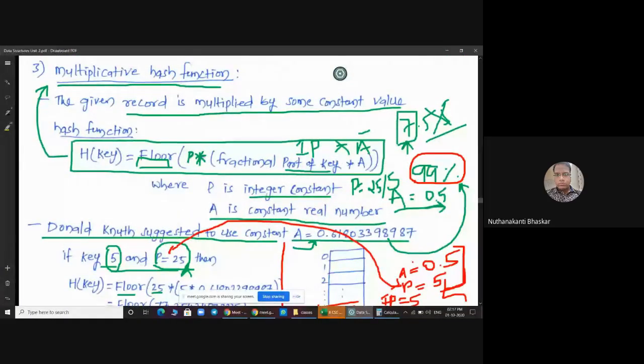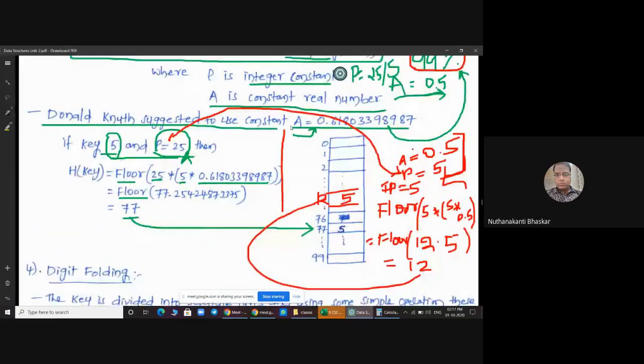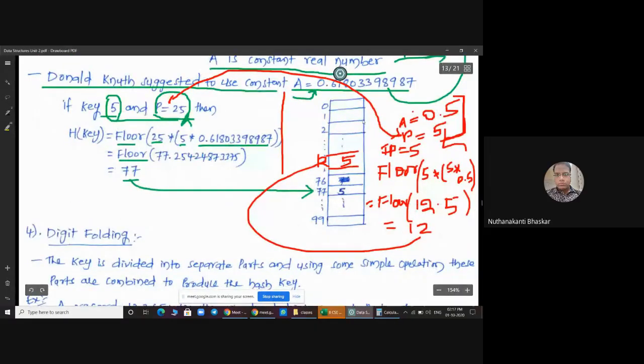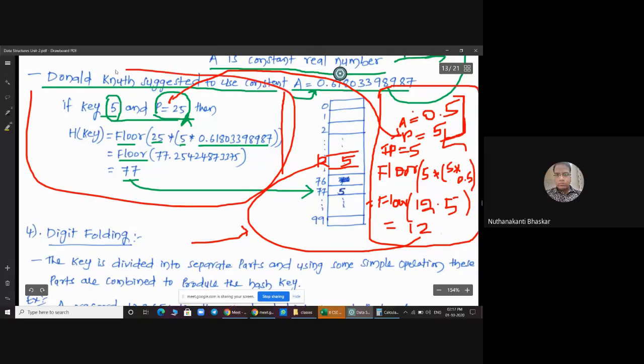Whatever I am telling, you must understand. Multiplicative as a function means you have to multiply with some integer constant and some real constant. Once we implement this data structure using these real and integer constants, when you want to search also, you have to use the same constants. Don't change these constants after implementation. If you use this for all the operations, you have to use this only.